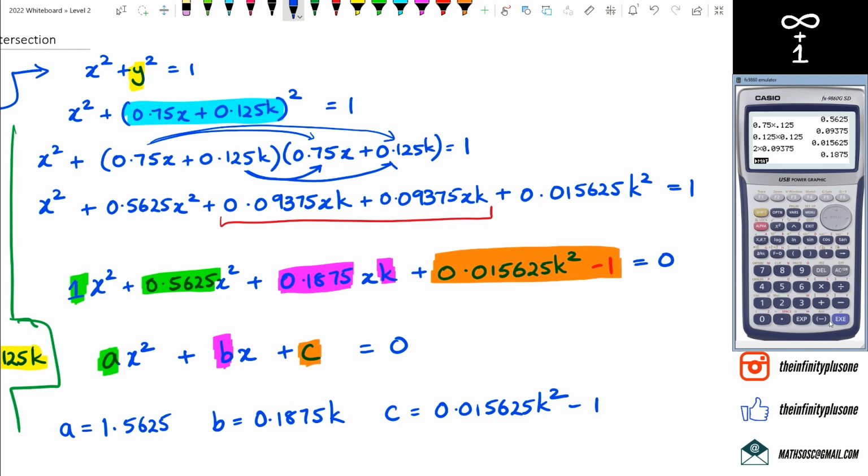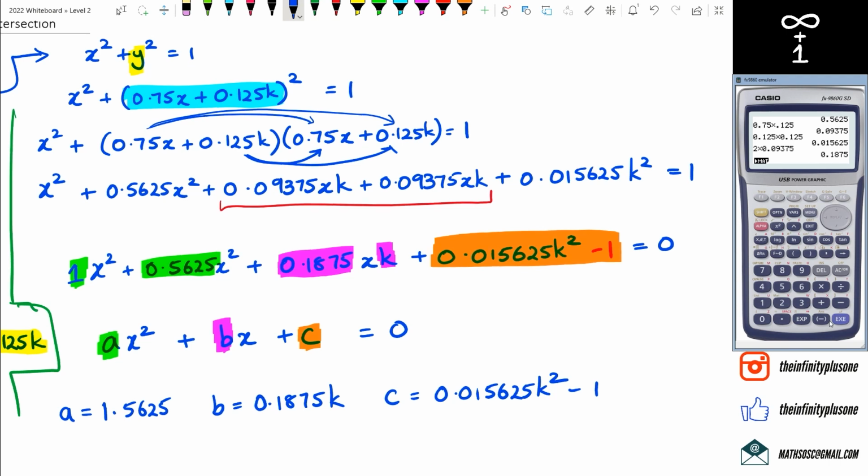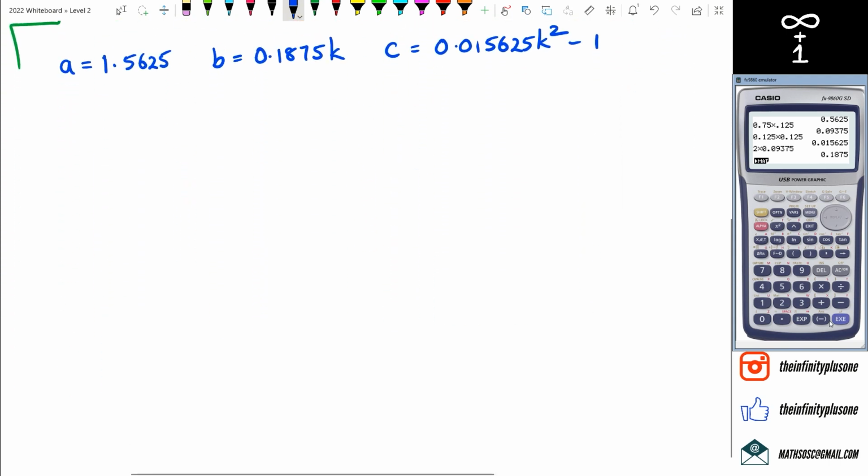Cool. Now that we've got our a, b, c, we can actually work out what our discriminant is. Because remember, our discriminant is b squared minus 4ac. Now, in this particular question that the student sent me, they wanted two solutions, like two points of intersection. That means the discriminant has to be greater than 0. So, as I said to you guys before, have a look at the discriminant tutorial that I've done before.